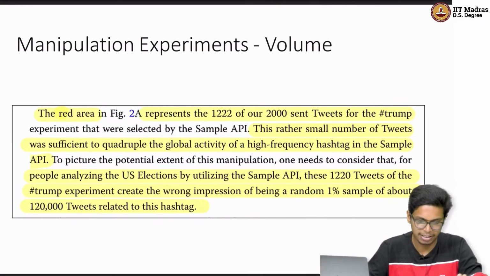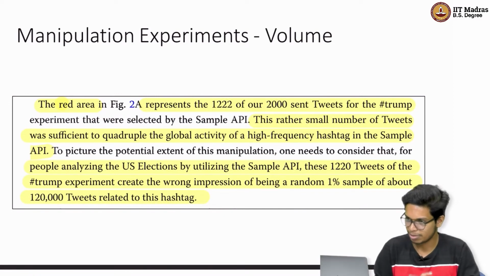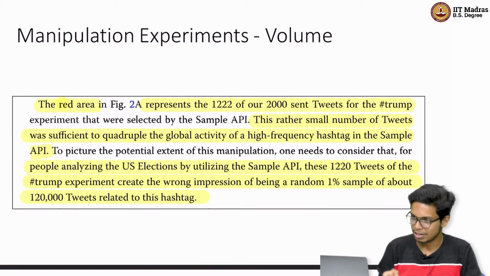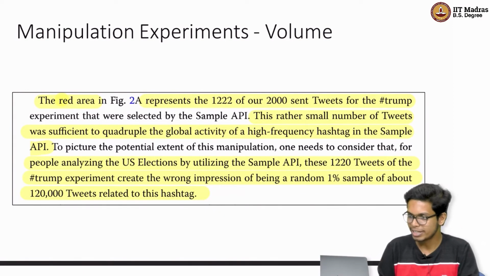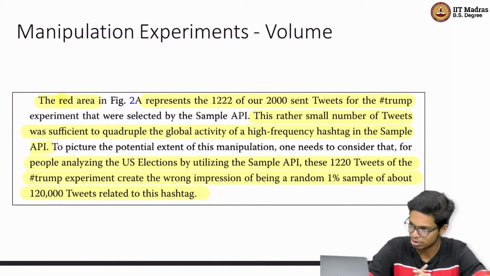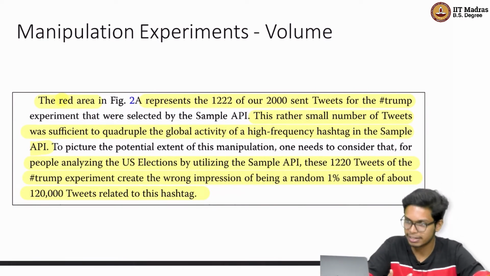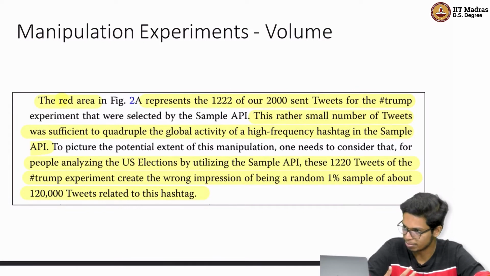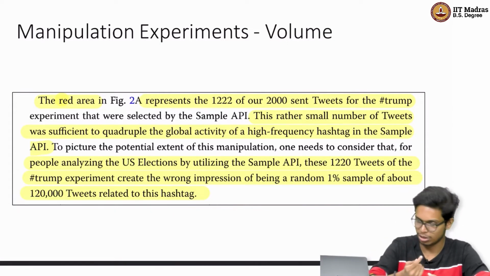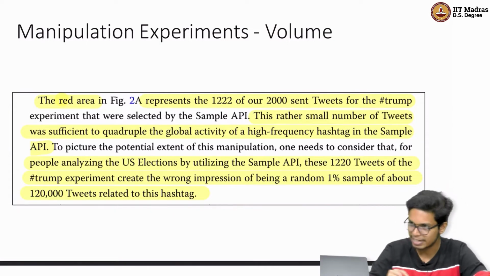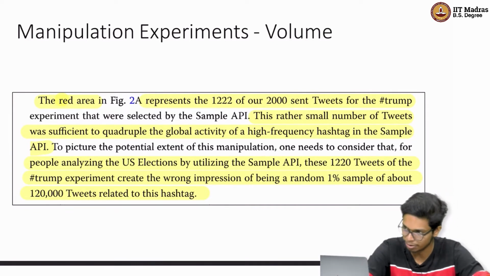The second part, as I was talking about in the previous slide, is that around 1222 tweets out of the 2000 tweets sent by the authors for hashtag Trump were selected in the sample API 1% dump, which is very surprising, because if it was truly random, only 1% out of those 2000 should have been selected. It is such an overly large representation of what was actually sent out.